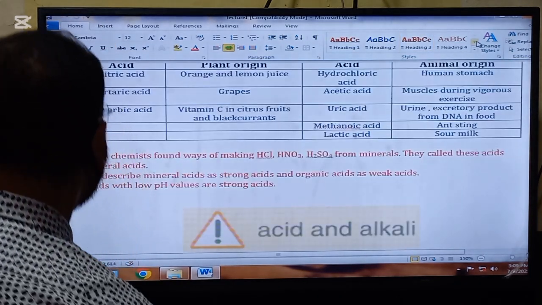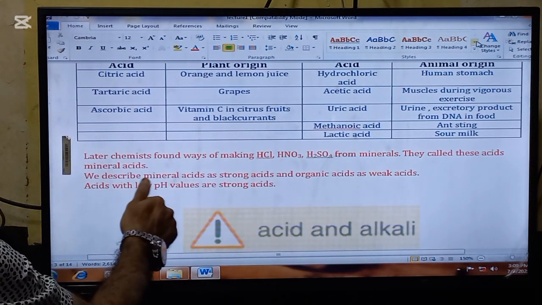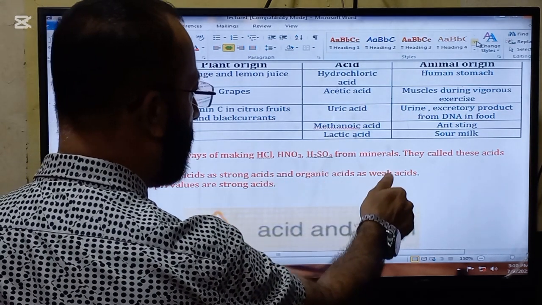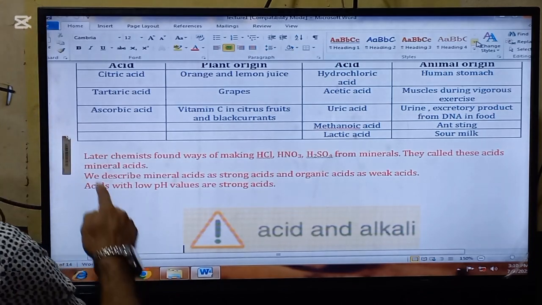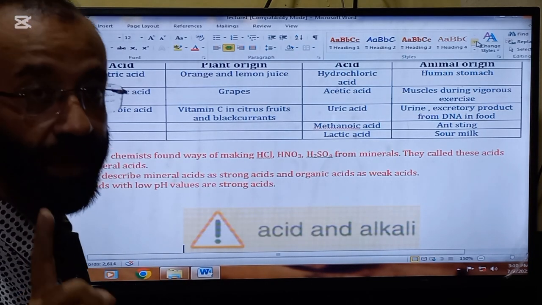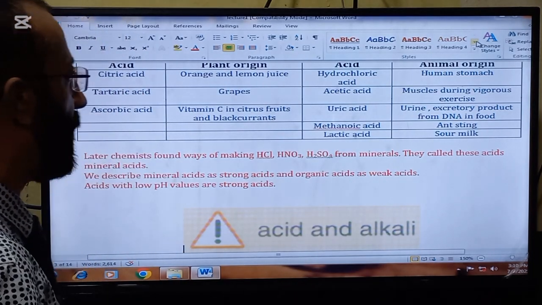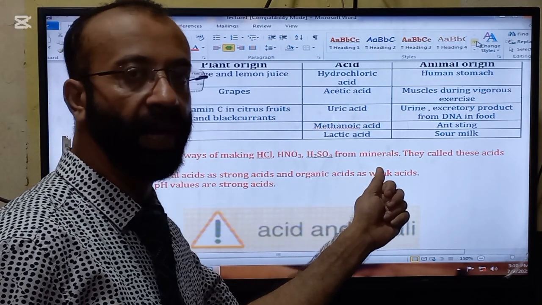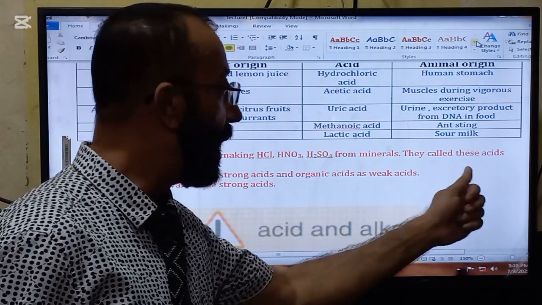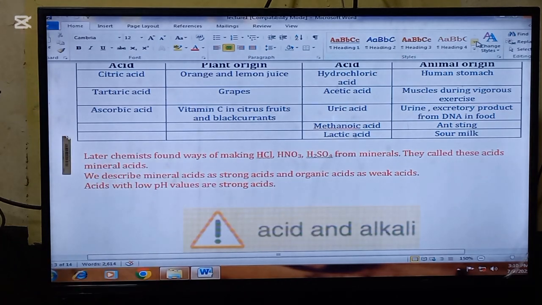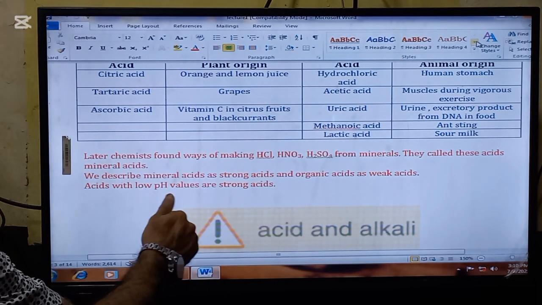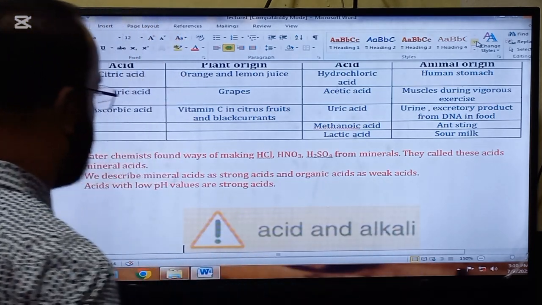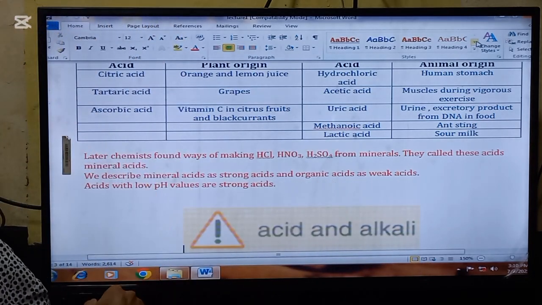Okay, moving further. Later, chemists found ways of making HCl, HNO3, H2SO4 from the minerals. They called these acids mineral acids. So here is another very important point to remember. The acids which are obtained, which are made from minerals, are called mineral acids. We describe mineral acids as strong acids and organic acids as weak acids. So this is another very important point.